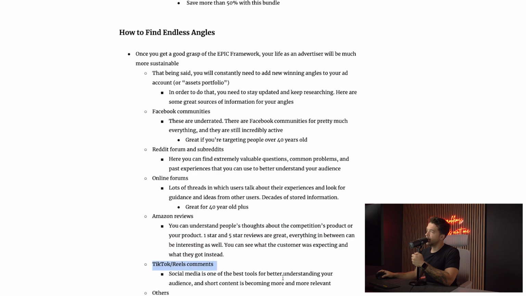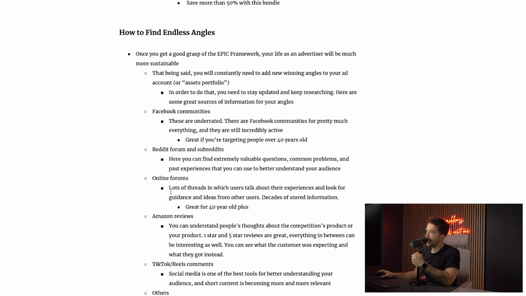Social media is one of the best tools for better understanding your audience, and short content is becoming more and more relevant. Then finally, we have other platforms. You have pretty much an unlimited amount of sources of information for your product. Depending on what you sell, you might have dedicated sources that outperform all of the above. Quora and ChatGPT can be amazing tools. I would highly recommend Twitter as well, X or whatever we call it now. Those are all great sources of information.